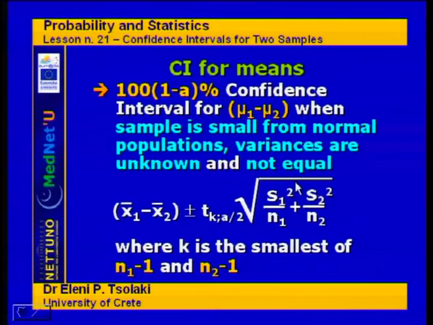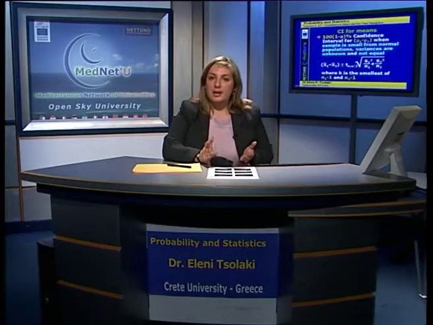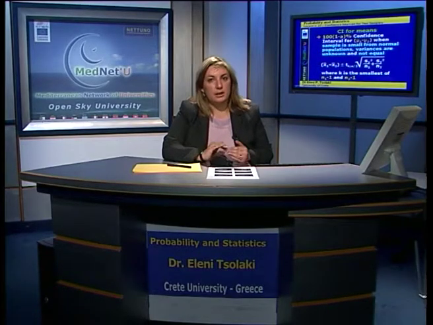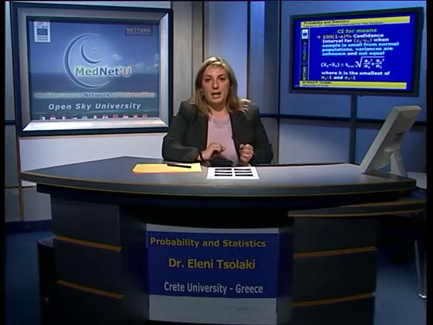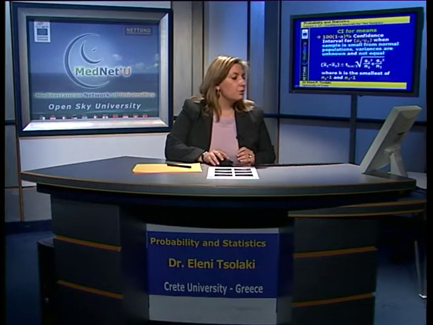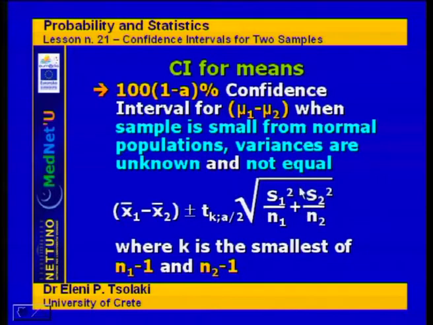Here the variances of the populations, we have assumed they are not equal, and so the same thing happens for the variances of the samples. We cannot anymore assume that they are equal, and so we use the sample variances calculated from the two different samples.